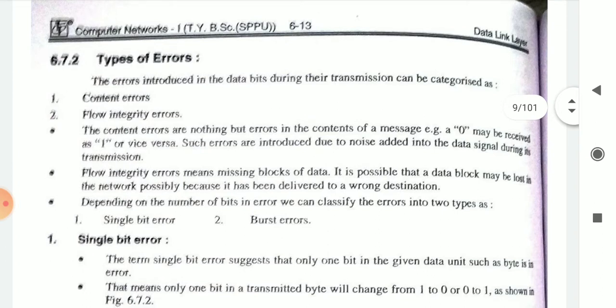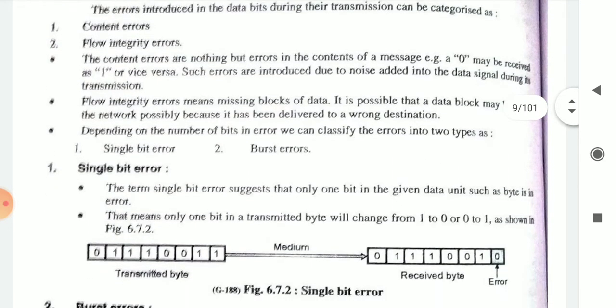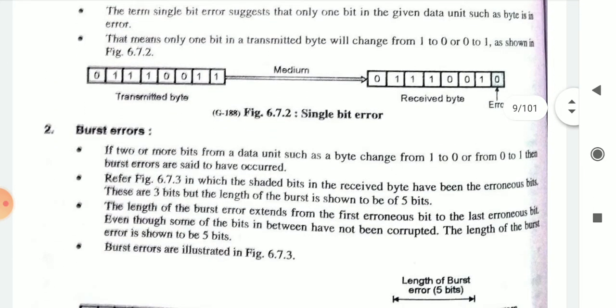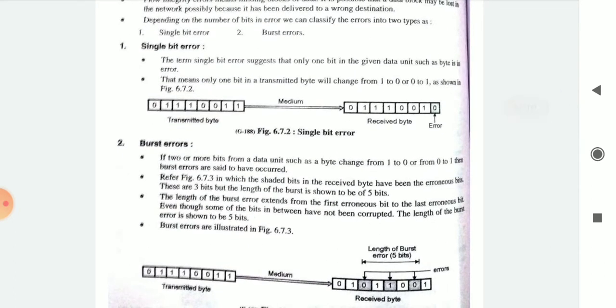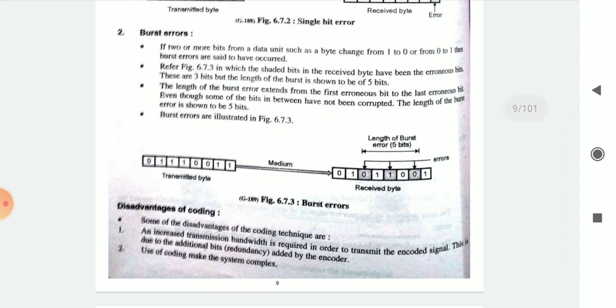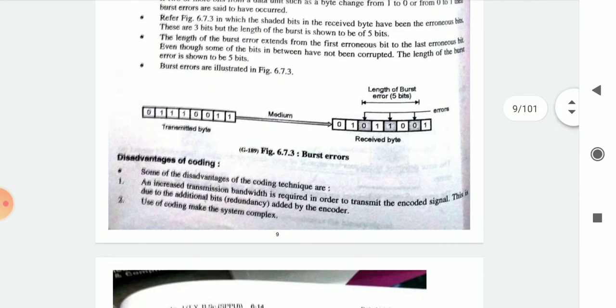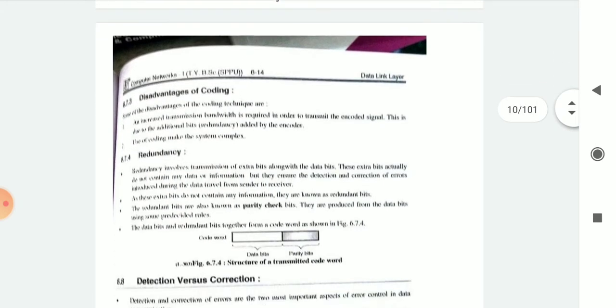Afterwards, we will see the types of error. There are two types of error: content errors and flow integrity errors. These are also called single bit errors or burst errors. In a single bit error only a single bit is changed, and in a burst error many bits can be changed. See here, three bits are changed: 1001 and 10.